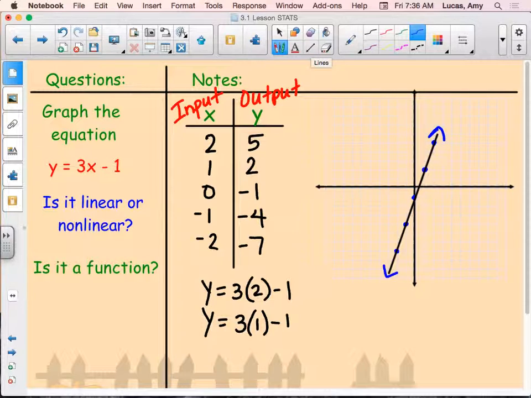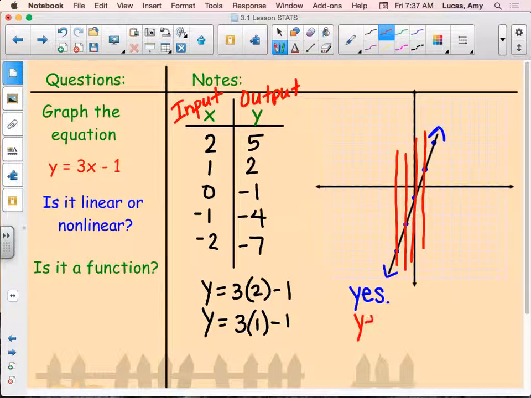So I would say, is this linear? Yes, it's linear. And is it a function? Does it pass the vertical line test? If I drew vertical lines through this, all of these vertical lines would hit my graph once. So then yes, it is a function. So yes to both.